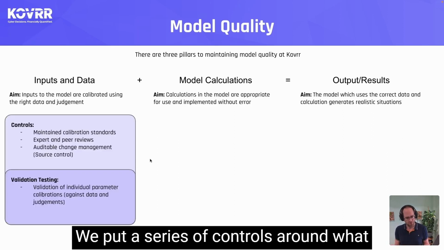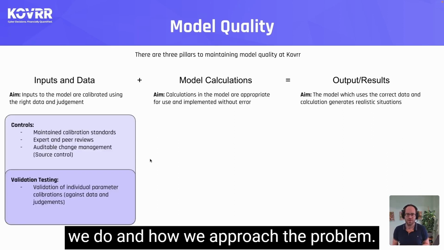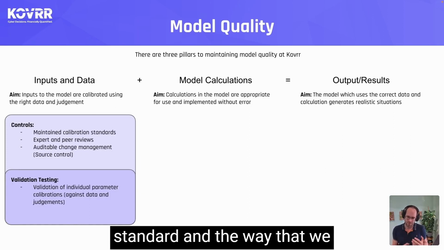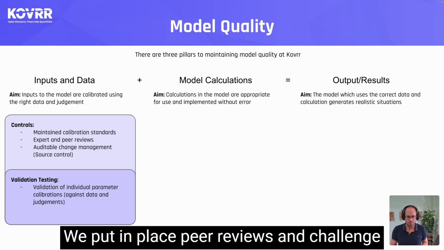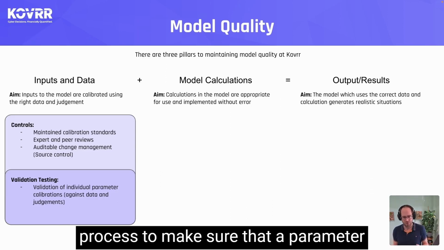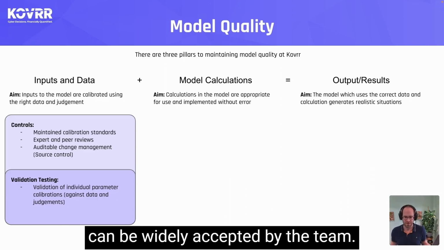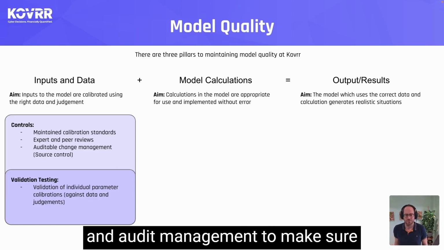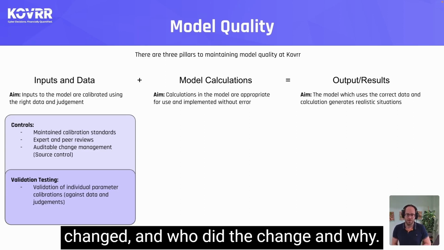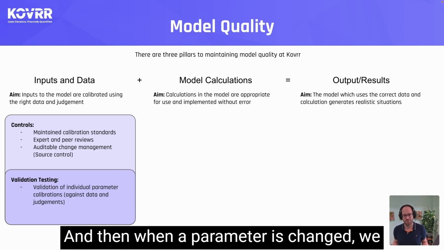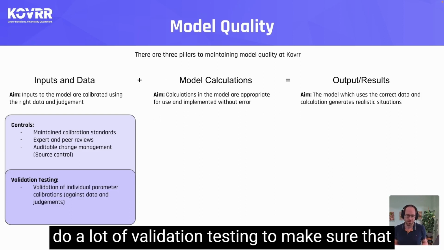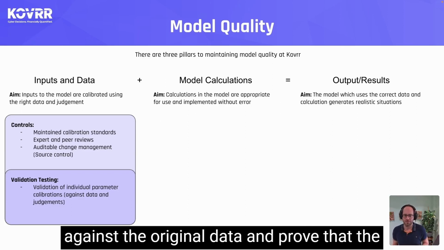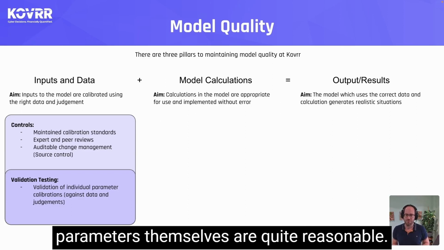We put a series of controls around what we do and how we approach the problem. This is about setting out a calibration standard and the way that we operate and execute the calibration. We put in place peer reviews and a challenge process to make sure that a parameter can be widely accepted by the team. And we put in a lot of change control and audit management to make sure that we know what changed, when it changed, and who did the change and why. And then when a parameter is changed, we do a lot of validation testing to make sure that we can prove that even after the calibration has been carried out, we can test that back against the original data and prove that the parameters themselves are quite reasonable.